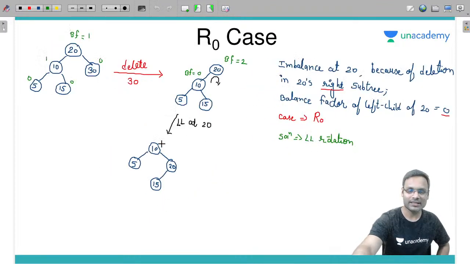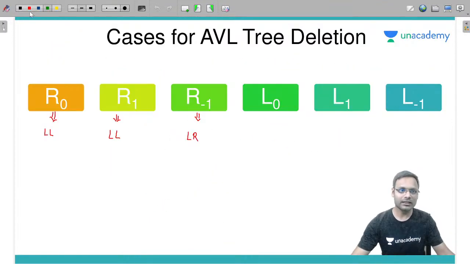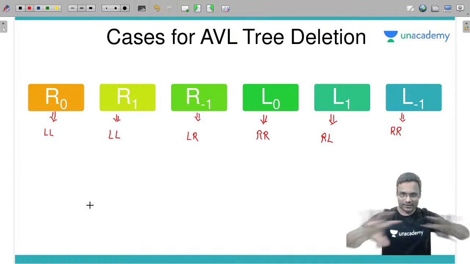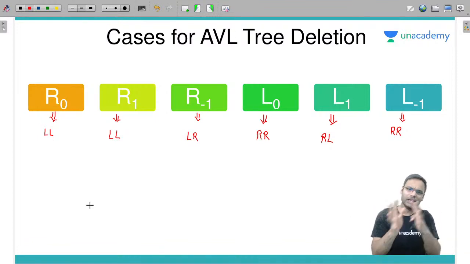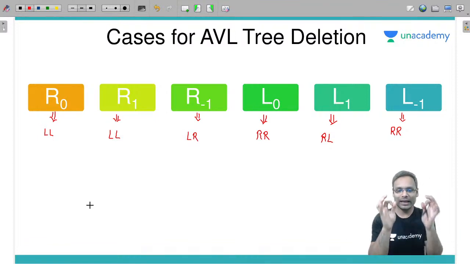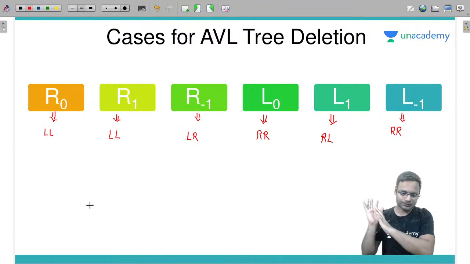All these cases we are done with. चलिए, तो ये सारे केसेस के यहां पे रोटेशन फिर से लिख देता हूं. L0 केस, which rotation? RR. L1 case, RL. And L minus 1 case, RR. So these 6 cases, there are 6 rotations. Just remember, you can solve any deletion question.